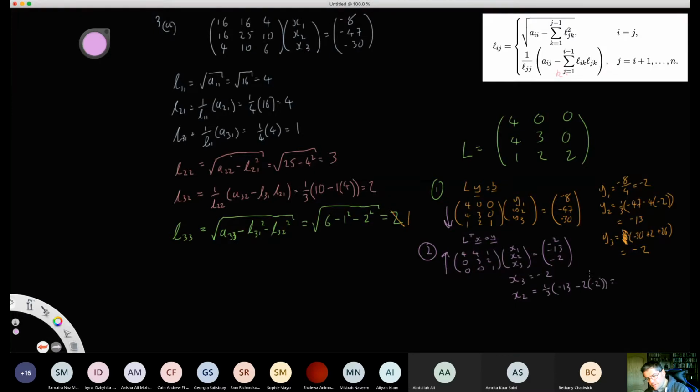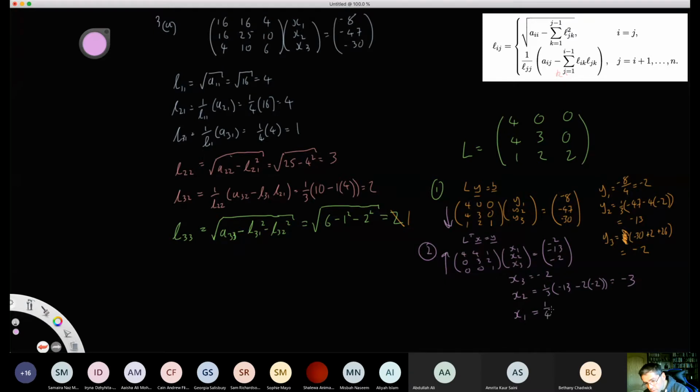So minus 13 plus 4 is minus 9, divided by 3 is minus 3. And finally, x1 is equal to... so the coefficient of x1 is 1, making it easier. So we have minus 2 minus 4 lots of minus 3. Oh, hang on, the coefficient of x1 is 4. I got carried away then. I thought it was going to be easier than that.